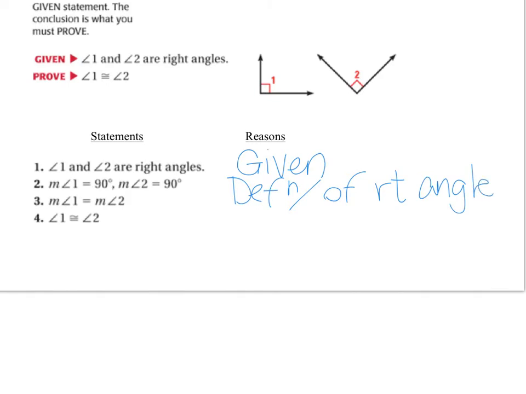Now saying that measure angle 1 equals measure angle 2 is basically saying statement 2. So if the measure of angle 1 equals 90 degrees and the measure of angle 2 equals 90 degrees, then the measure of angle 1 equals the measure of angle 2, which is the transitive property. And then going from measures equal to angles congruent is the definition of congruence.